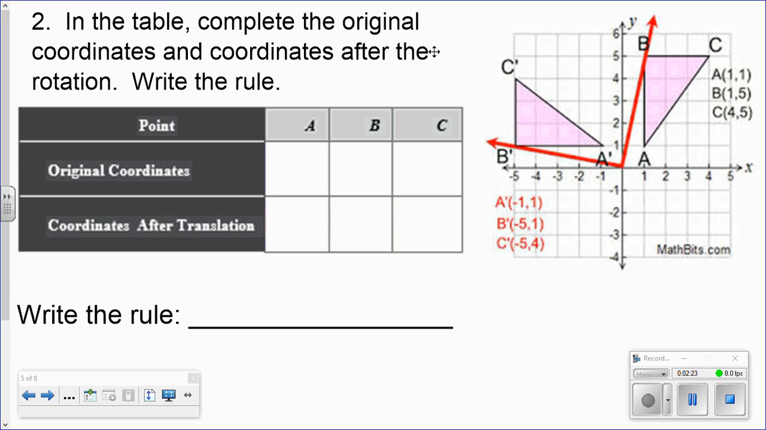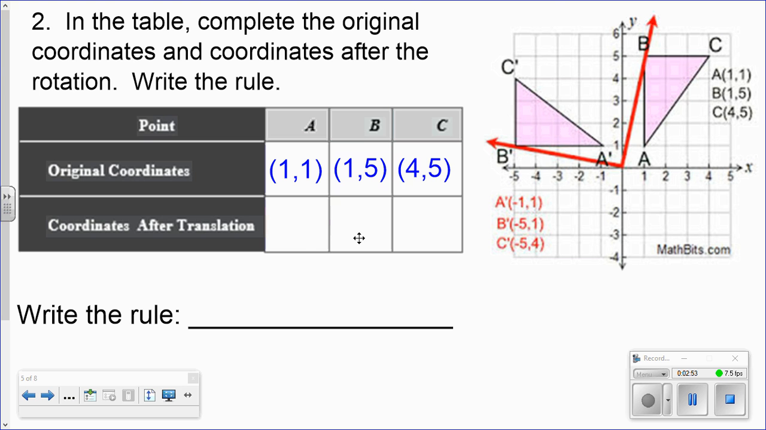In the table, complete the original coordinates and coordinates after the rotation and write the rule. So over here, A, B, and C, these are our original ones because they don't have the prime symbol. So A is 1, 1, B is 1, 5, and C is 4, 5. So after the rotation, see how B and C are pointing at 12 o'clock, and over here, they're at 9 o'clock. That means it went backward, so counterclockwise, 90 degrees.